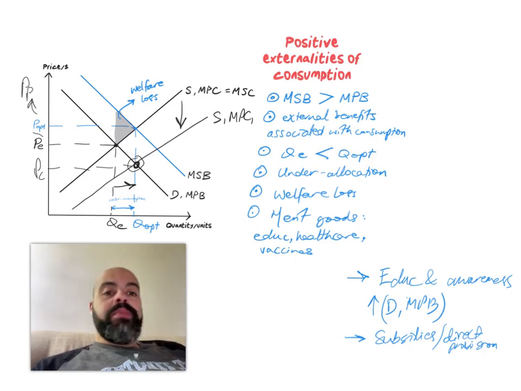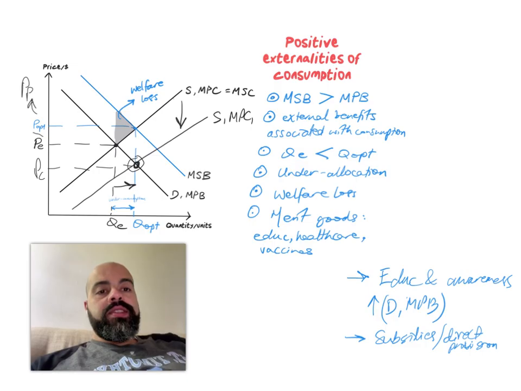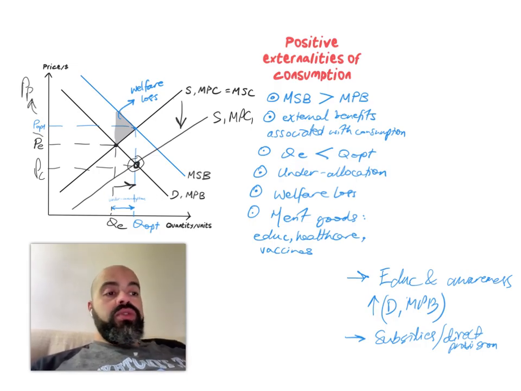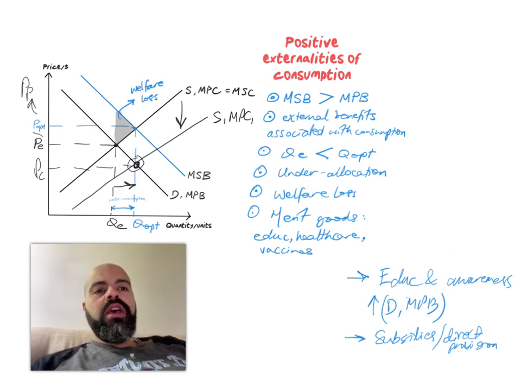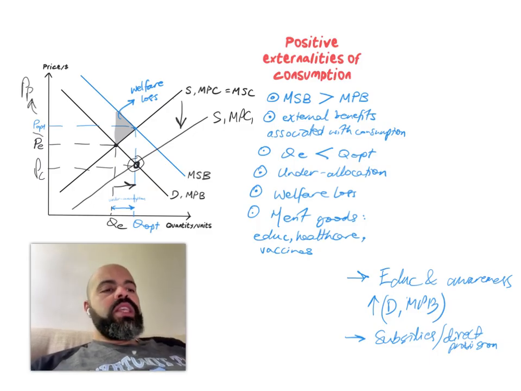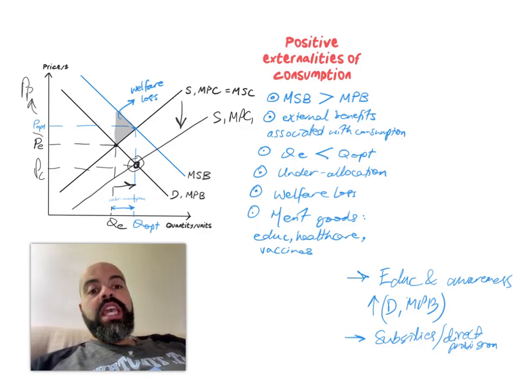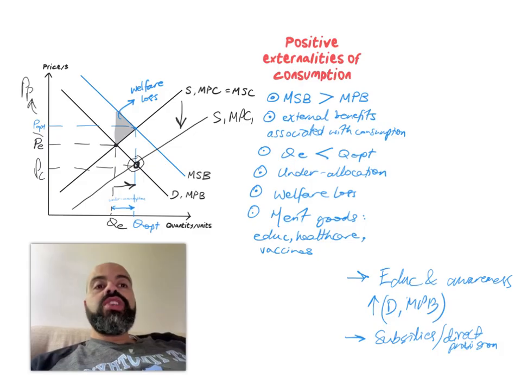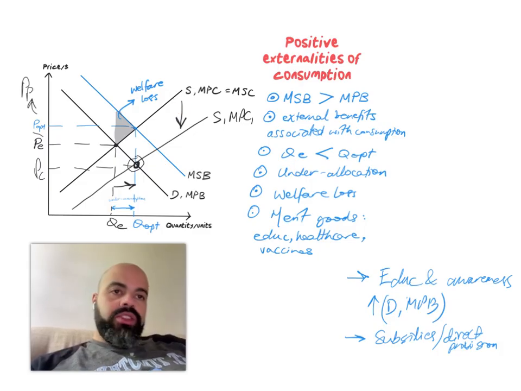So remember, the market failure is that there's an under allocation of resources, there's under consumption. How can the government encourage consumption? The government can use positive advertising, education, and awareness campaigns to increase demand, which would shift the MPB to the right, closer to MSB, or the government can use subsidies and direct provision to increase supply, which would shift the MPC down and to the right.